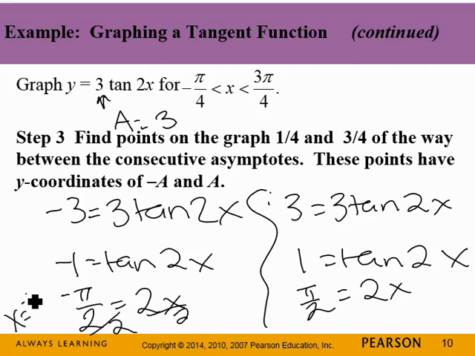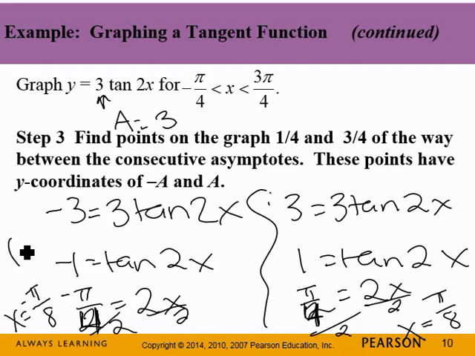Ran out of room. No, this should be 4. Oh, I'm sorry. So you're going to have a point that's -pi over 8, -3. And you're also going to have the point pi over 8, 3.